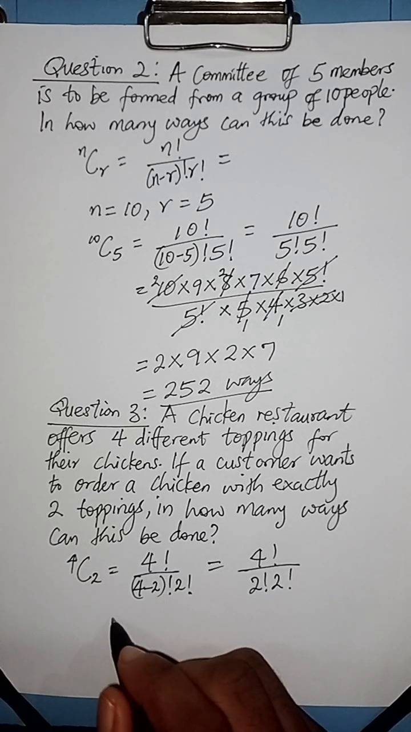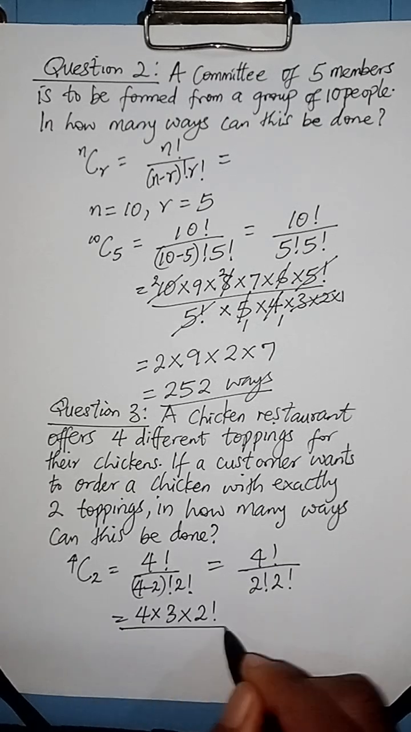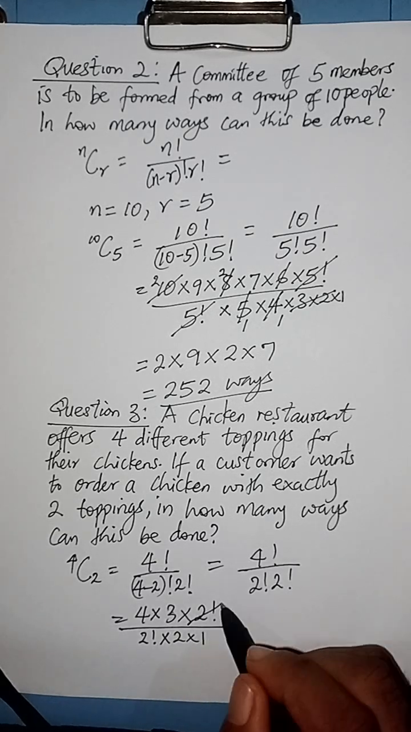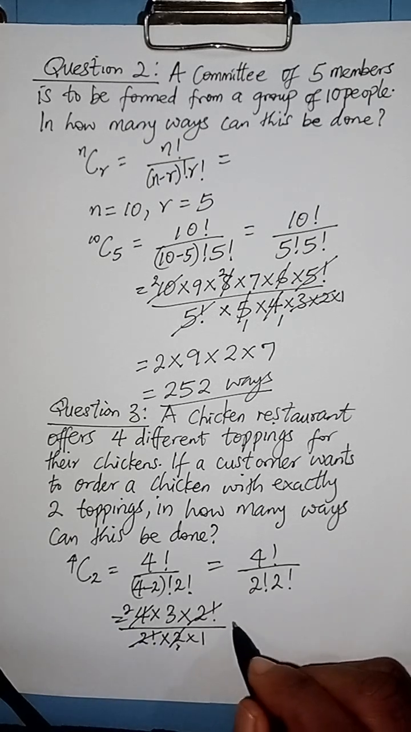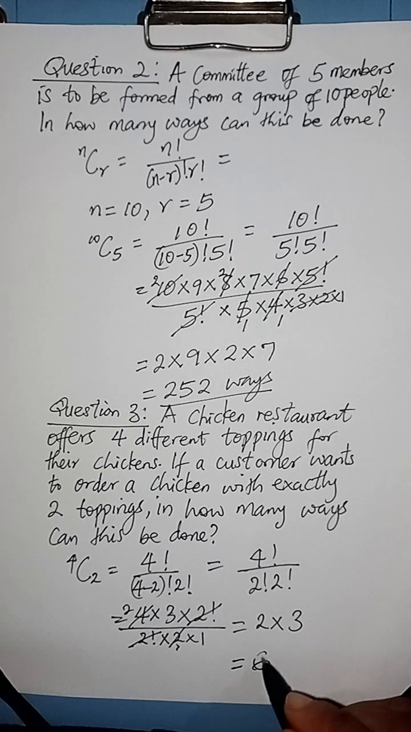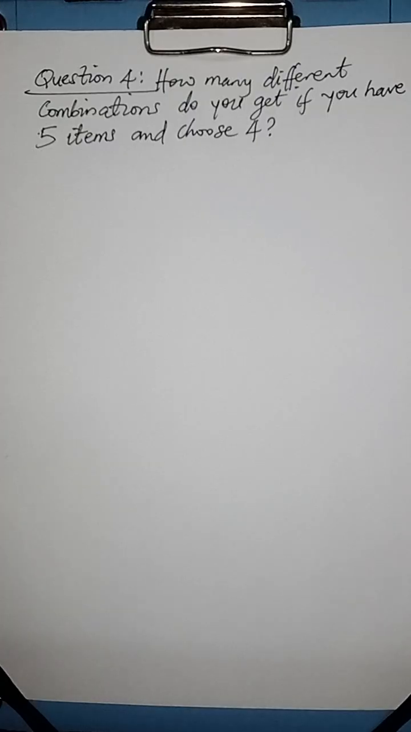So I can decide to expand this. 4 multiply 3, multiply 2 factorial, 2 factorial, multiply 2, multiply 1. So this will cancel out this, and this will cancel out this. You're left with 2 multiply 3, and that is 6 ways. It's very easy. Now the next question is, how many different combinations do you get if you have 5 items and choose 4?